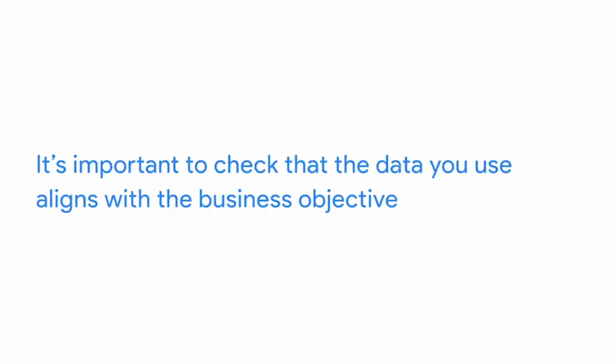It's good to remember to check for data integrity. It's also important to check that the data you use aligns with the business objective. This adds another layer to the maintenance of data integrity because the data you're using might have limitations that you'll need to deal with. The process of matching data to business objectives can actually be pretty straightforward.